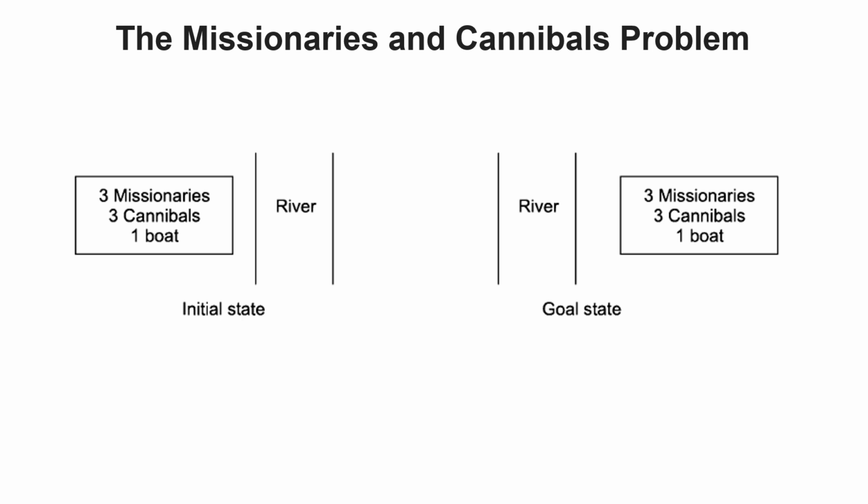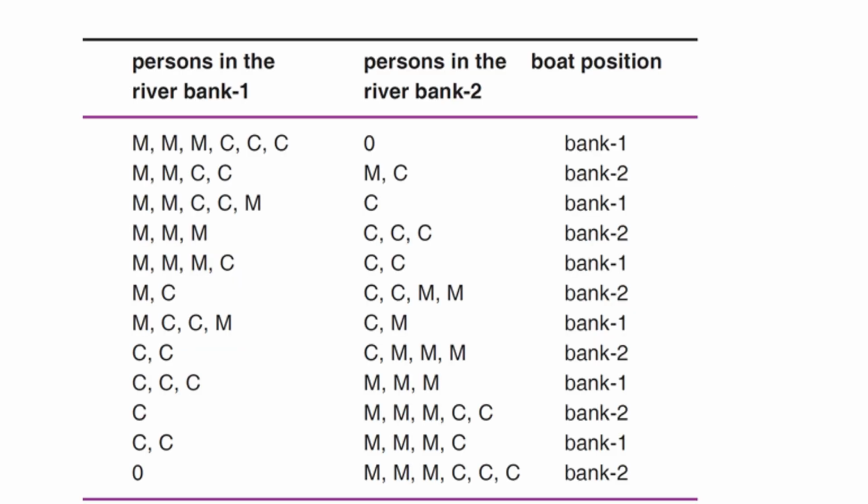So, this is a scenario. There are three missionaries and three cannibals. One boat, it's a river, bank one, and they have to travel. So, they have to reach this river bank from this side. So, it's the initial state, the river left hand side, all the six people are standing, and the goal state, the river right hand side, all six have to come. This is the way we are going to solve.